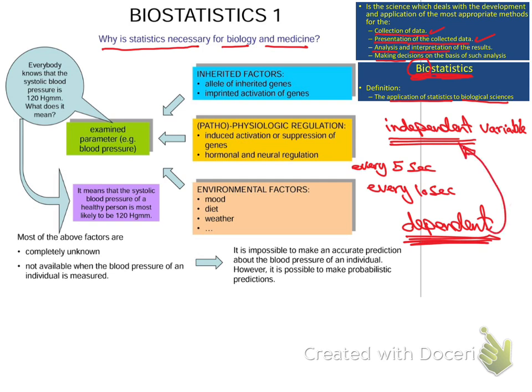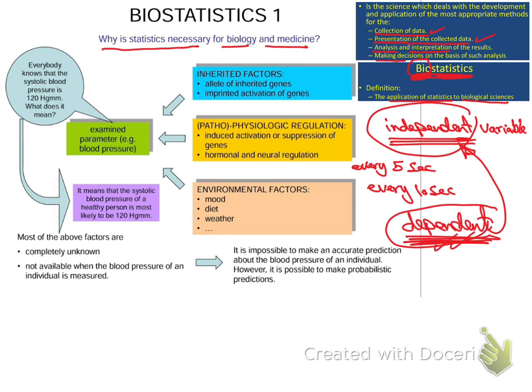For example, if I take the measurement every 5 seconds, so what is the measurement which I am taking? If I'm measuring the speed every 10 seconds, so what is the speed which I'm measuring? So dependent is depending on the independent. I think when we take this example, it will be more clear to us.